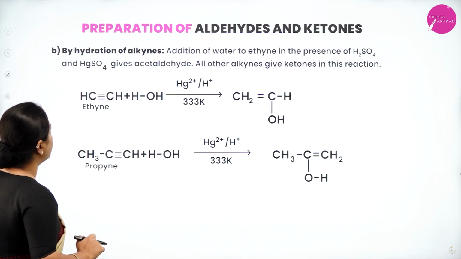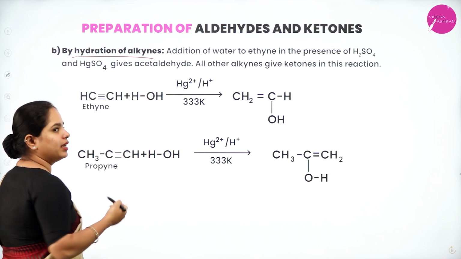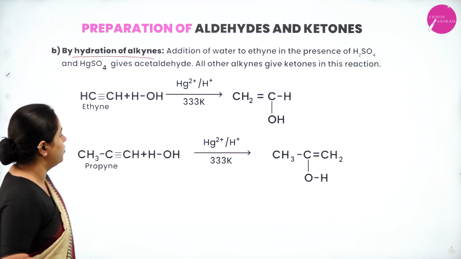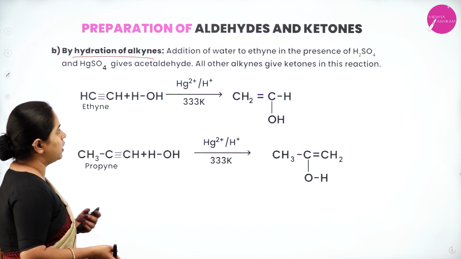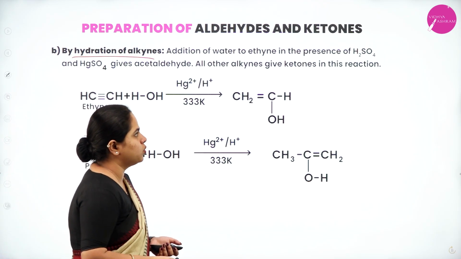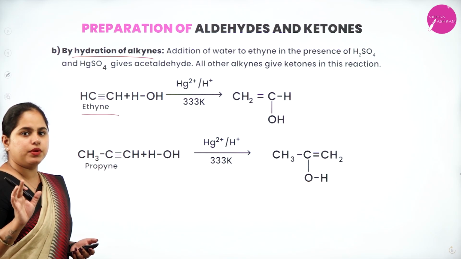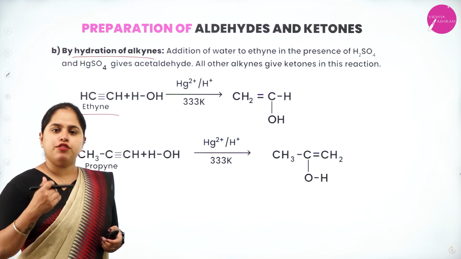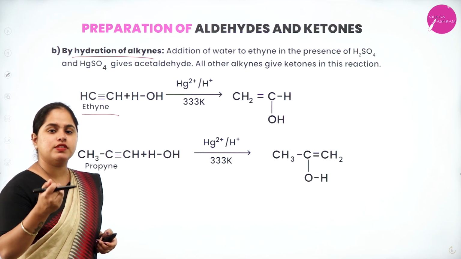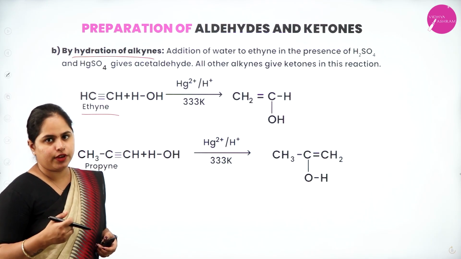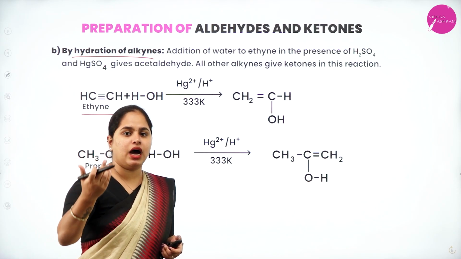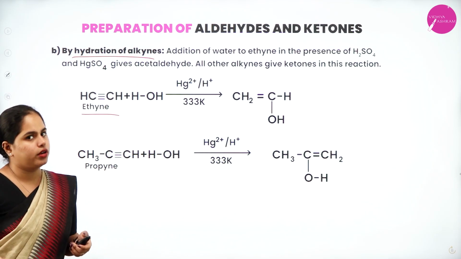Right. Moving on to the next one, by hydration of alkynes. So to alkynes, that is triply bonded system, we are going to add water. Hydration means addition of water. So addition of water to ethyne in the presence of sulfuric acid and mercuric sulfate gives acetaldehyde. All other alkynes give ketones in this reaction. The first and the simplest alkyne is ethyne, right? To ethyne, if you are adding water, that means if ethyne is undergoing hydration in presence of sulfuric acid and mercuric sulfate, you are going to get an aldehyde. So apart from ethyne, if you are taking any other higher alkynes, what you are going to get? You will get a ketone.